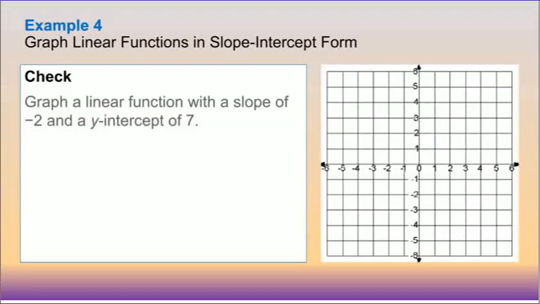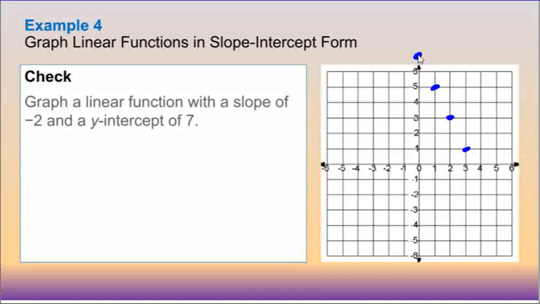Next, graph a linear function with a slope of -2 and a y-intercept of 7. So I'm going to put a point at 7. Here I only go up to 6, so I'm going to put 7 roughly here. It has a slope of -2. That means I go down 2, to the right 1. And I can keep going down 2, to the right 1, down 2, to the right 1.